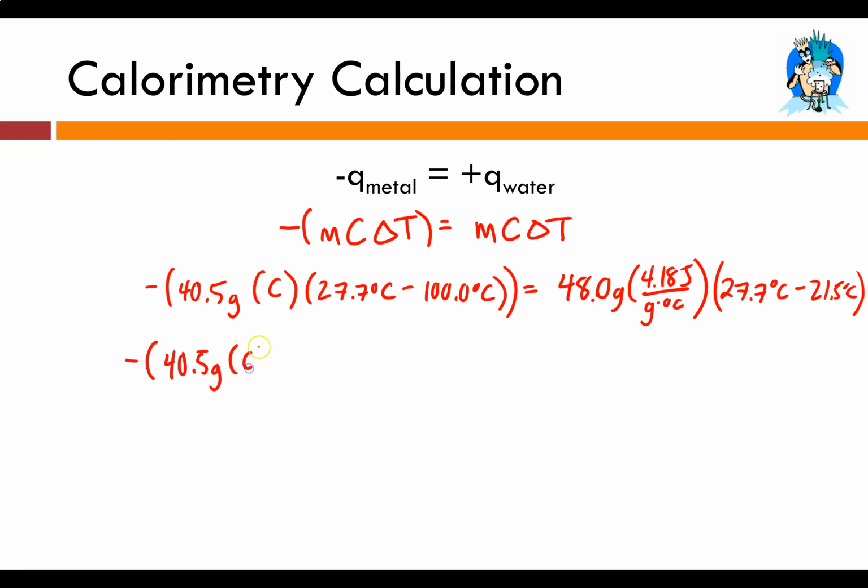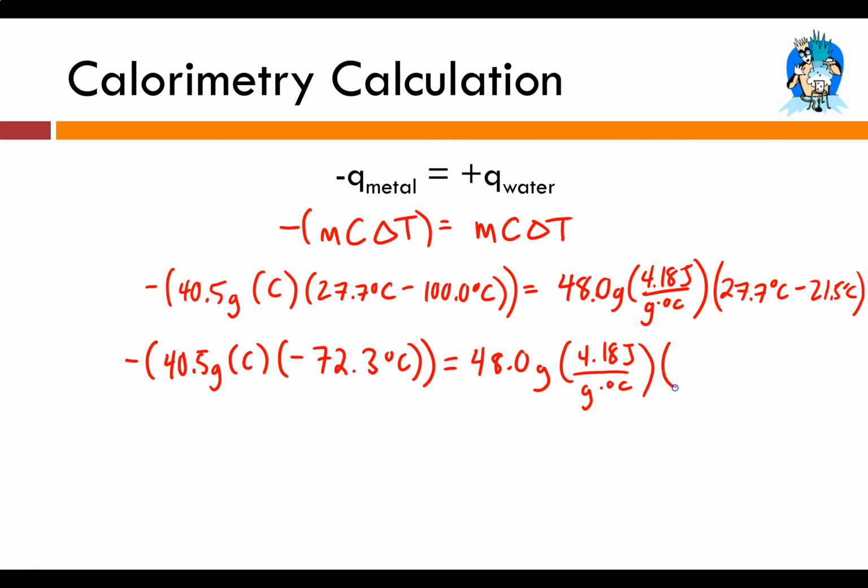40.5 grams, trying to find C. So that is negative 72.3 degrees Celsius. It's going to be equal to 48.0 grams times 4.18 joules per gram degrees Celsius times 6.2 degrees Celsius. All right, now it's really just a math problem. I've got my one unknown. I'm trying to solve for the specific heat of our metal, and we're going to hopefully use that to identify it. I would really recommend showing your work in multiple steps.